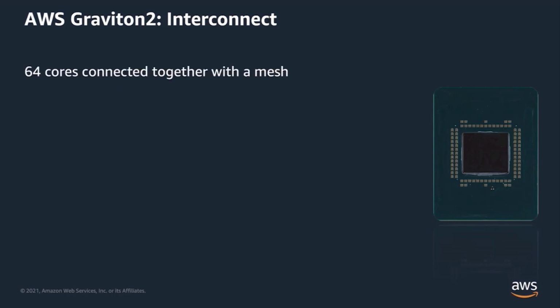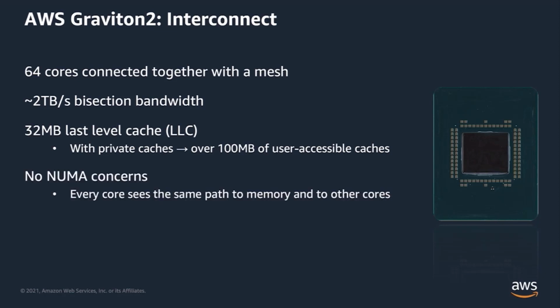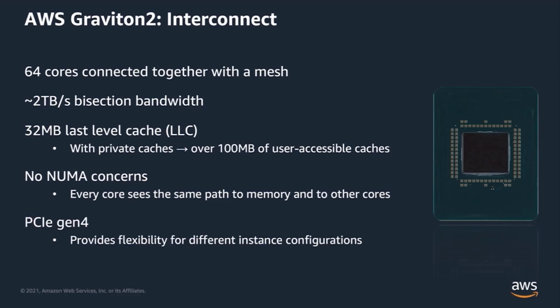Graviton2 connects those 64 cores together with a mesh interconnect. This gives us approximately 2 terabytes per second in bisection bandwidth. A 32 megabyte LLC allows for over 100 megabytes of user accessible caches. And because of the mesh, there's no NUMA concerns with Graviton2. Every core sees the same path to memory and other cores. This alone can increase performance on non-NUMA optimized applications pretty significantly.